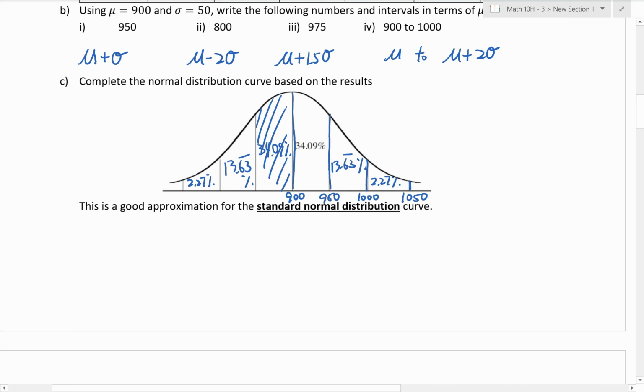So you can see this area is kind of small. It's unlikely that there's a light bulb that will last more than 1050 hours. That's just not likely.